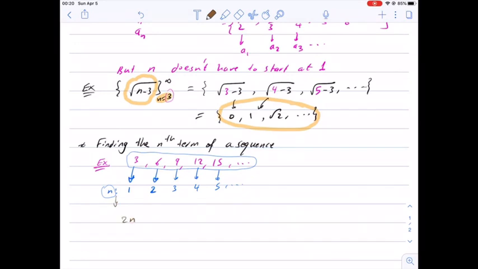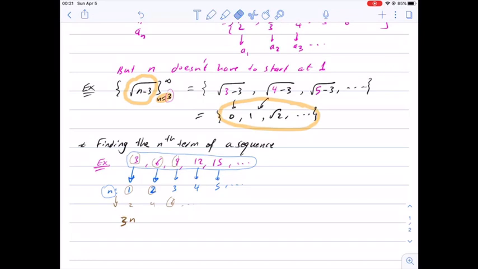So if we multiply n by 2, the first element, 1 times 2 gives 2, 2 times 2 gives 4, 3 times 2 gives 6, and so on. So 2 is different from 3, 4 is different from 6. The difference between 2 and 3 is 1. The difference between 4 and 6 is 2. The difference between 6 and 9 is 3. So it's not easy to find a pattern if we multiply by 2.